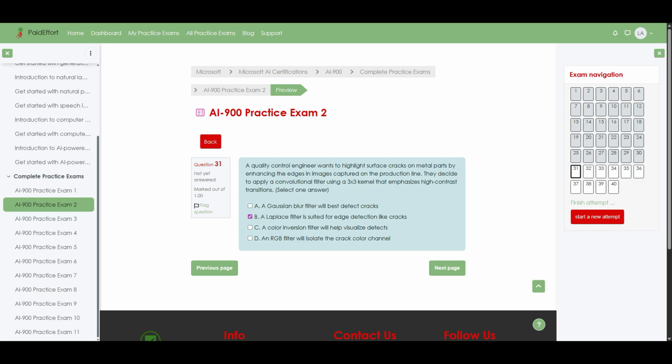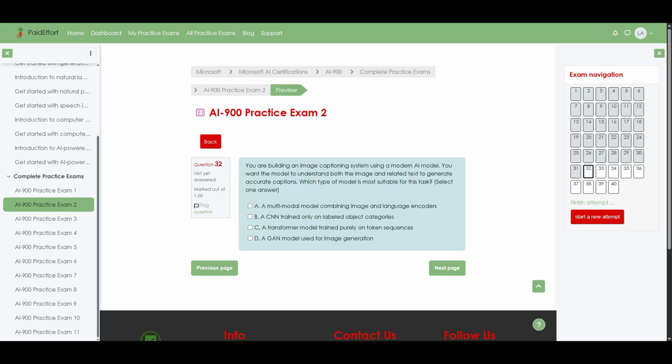On the other hand, a color inversion filter simply reverses color values but doesn't enhance edges. This might make defects look different but doesn't help isolate or emphasize them. Finally, an RGB filter focuses on isolating specific color channels. However, surface cracks are not necessarily tied to a specific color and usually don't benefit from color filtering alone. So for detecting fine, high-contrast features like cracks in industrial images, the Laplace filter is the most effective tool.